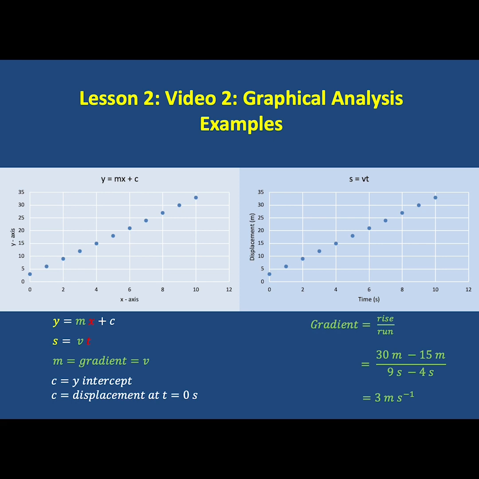In your maths classes, you learned about linear graphs, and you know all about the y equals mx plus c formula. In our physics classes, we apply what we learn in maths to help us solve problems and find answers.